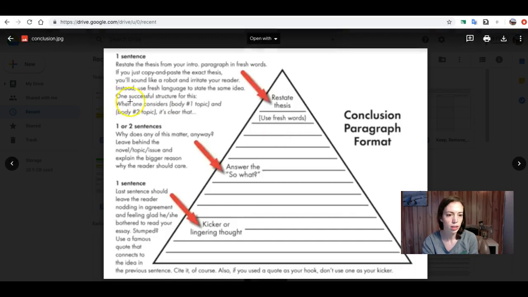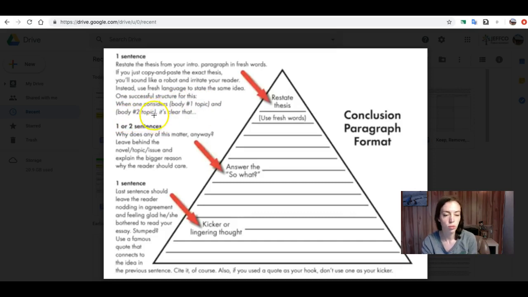Laura Randazzo has this structure over here that you can consider using, okay? Her tip for students is: when one considers, and then this is your reason why number one, and reason why number two, and maybe reason why number three, it's clear that blah, blah, blah, okay? And then you'd state your opinion again. So it's kind of like a flipped thesis statement if you think of it that way, which is kind of cool. Then you have one to two sentences on why this matters.